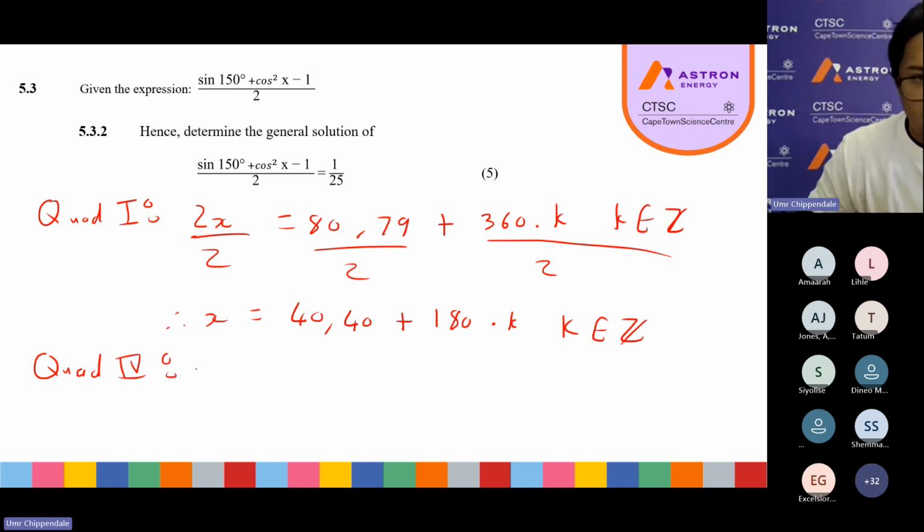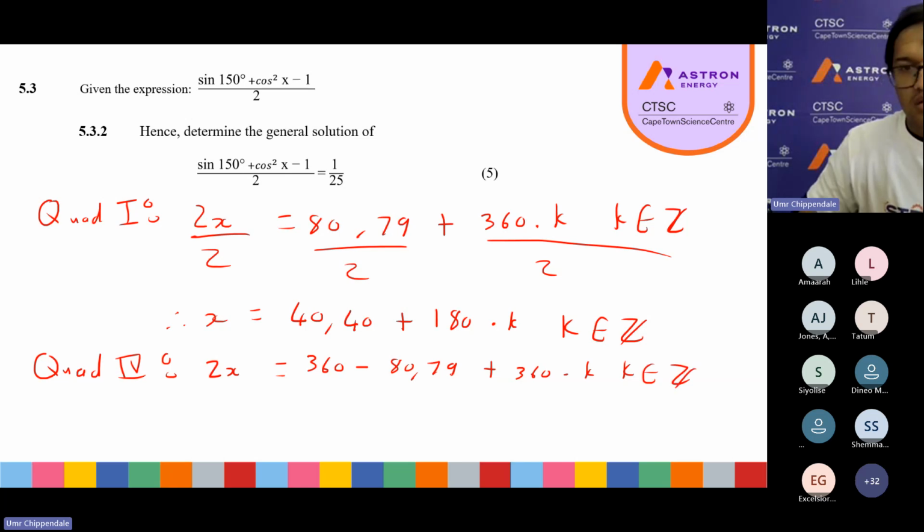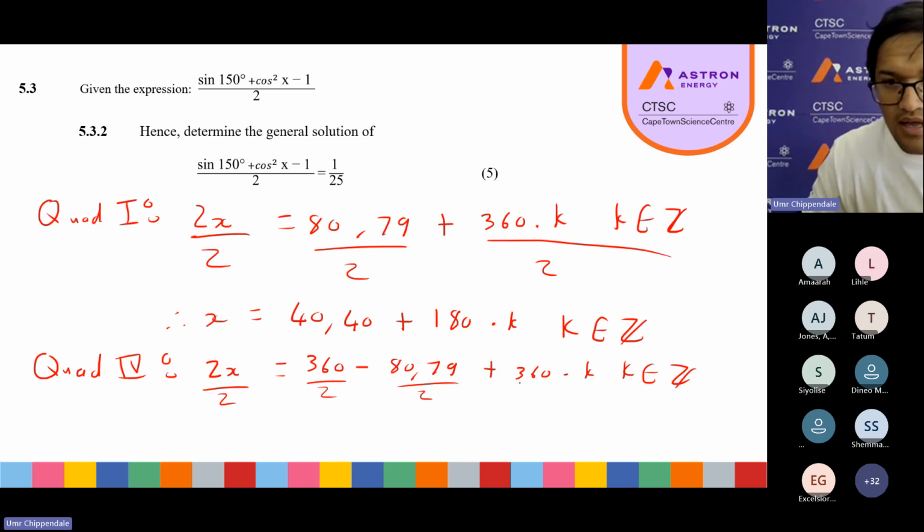deal with the same formula, it didn't change, so that's going to be 2x. But this is, when we say this 360 minus theta, so we're going to write it as 360 minus our angle that we had, and the angle is 80.79, and then this plus 360 times k, and k is an element of the integers over there. So we have it like this. We do the exact same. We now divide everything by 2, this by 2, this by 2, this by 2, and this by 2.